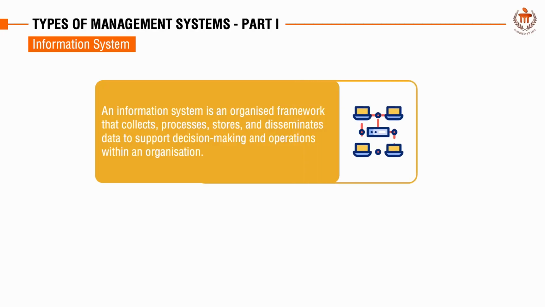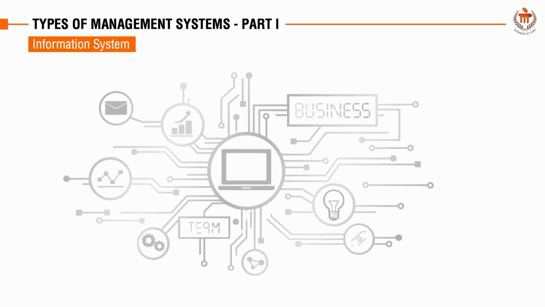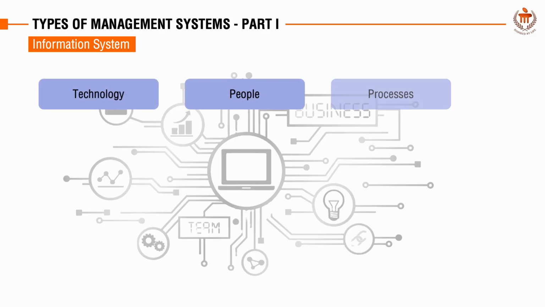An information system is an organized framework that collects, processes, stores, and disseminates data to support decision making and operations within an organization, which means an information system is a structured setup that helps an organization gather, process, store, and share data to support decision making and smooth daily operations. It combines three key components: technology, people, and processes.